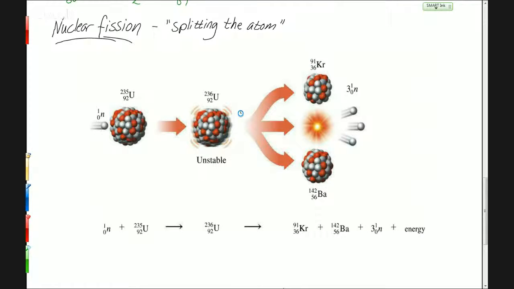Yeah? When you broke it into krypton, why just those two out of everything else? Good question. That's just what happens. Different atoms will break up into different nuclei. What's special about this is, you can bombard lots of stuff with neutrons and nothing happens. This particular isotope does this one particular thing, and that's what's so special about it.